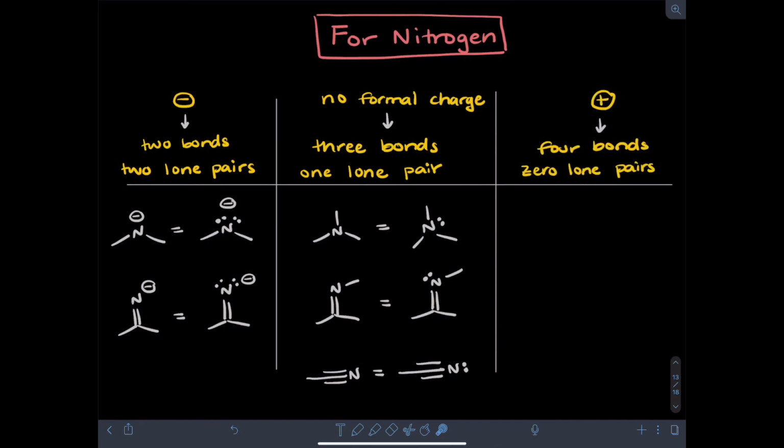And last, if you have a positively charged nitrogen, you could call this cationic. That nitrogen will have 4 bonds and 0 lone pairs. Here as well, we have different ways of getting 4 bonds. They could be 4 single bonds, a double bond and 2 single bonds, or one other possibility is a triple bond and a single bond. In each case, nitrogen is cationic, no lone pairs present.